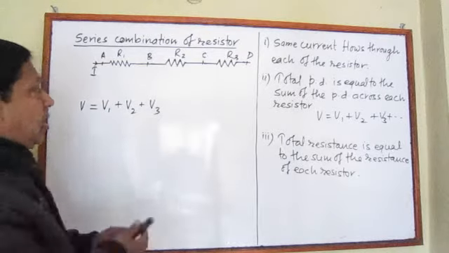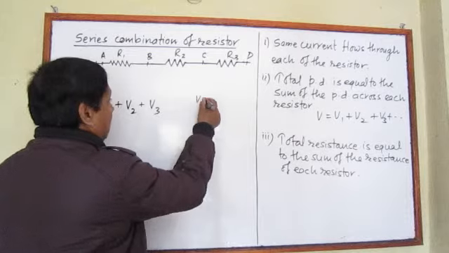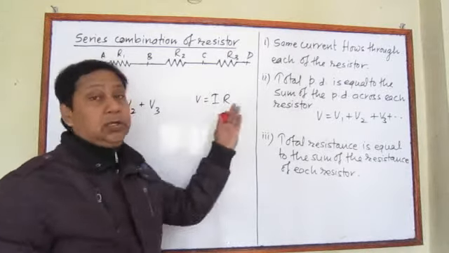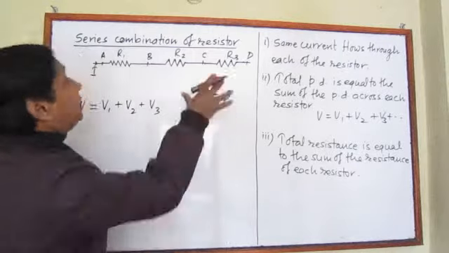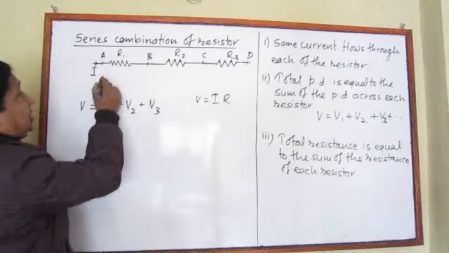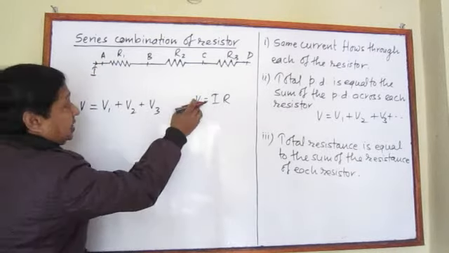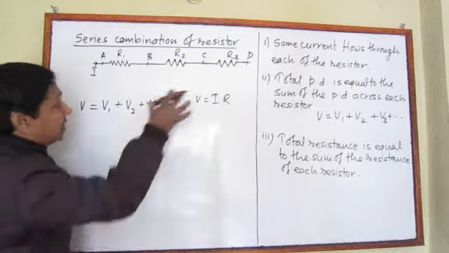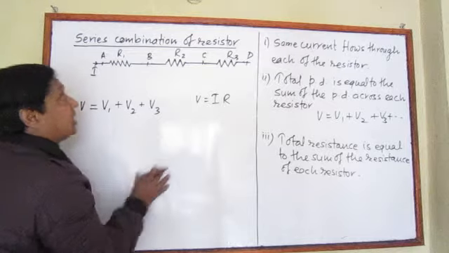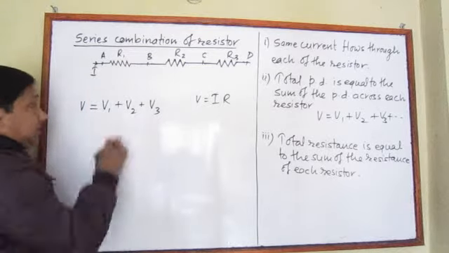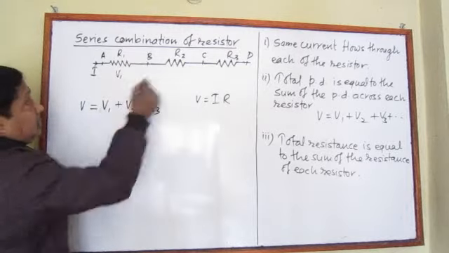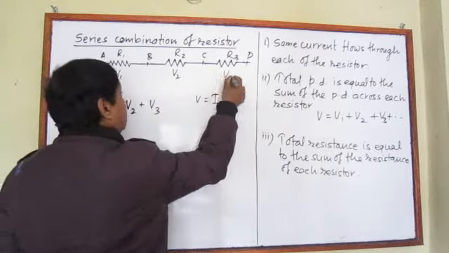Now next thing, we all know that V equals IR. This is Ohm's law. Potential difference is equal to current into resistance. If it is so, let's fit this equation here. Potential difference between A and D is, if taken as V, total potential difference, then the total current is I and the total resistance is R. Now for the first resistor, the potential difference across the first resistor is V1, the second resistor is V2, and the third resistor is V3.